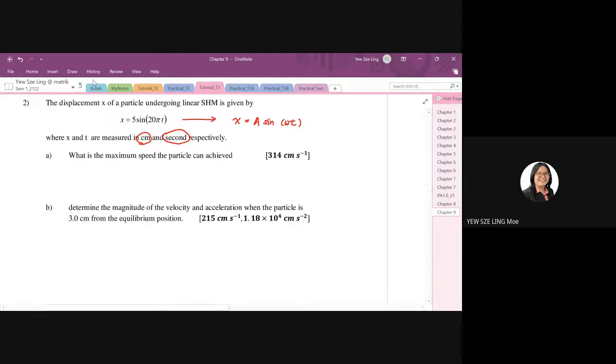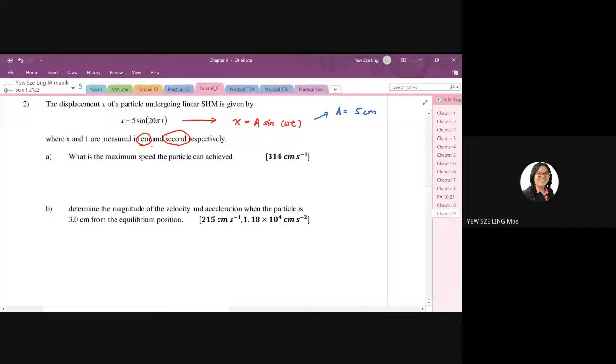So by comparison, what information can you get? If you compare these two equations, for instance, you're going to obtain A equals 5 cm. How do I know that the 5 is in terms of cm? Because the question tells you x is in cm.